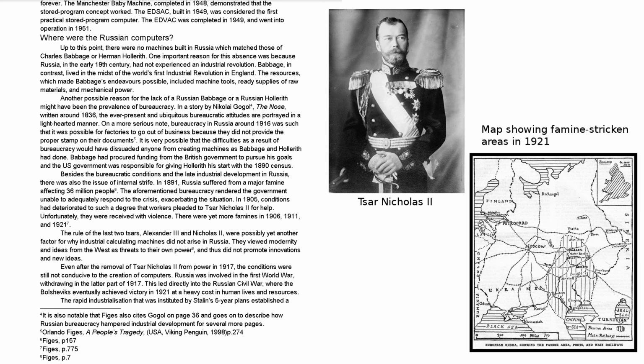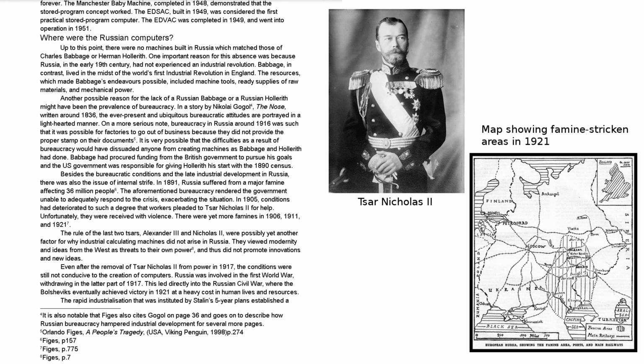The rule of the last two Tsars, Alexander III and Nicholas II, was possibly yet another factor for why industrial calculating machines did not arise in Russia. They viewed modernity and ideas from the West as threats to their own power, and thus did not promote innovations and new ideas. After the removal of Tsar Nicholas II from power in 1917, the conditions were still not conducive to the creation of computers.